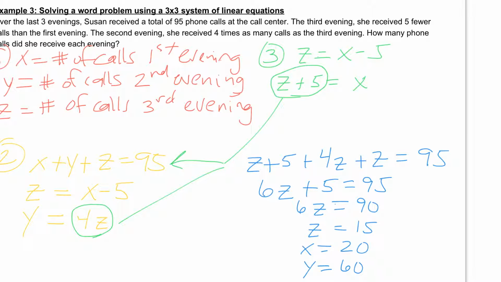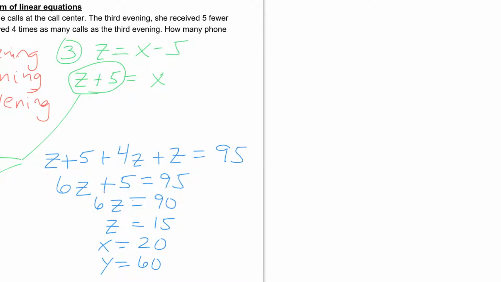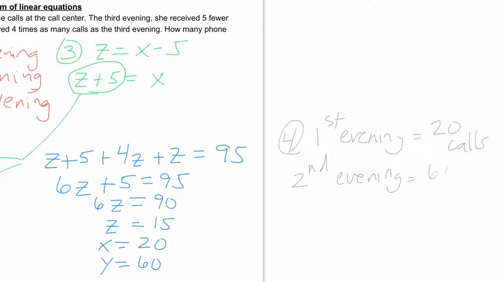Then my last step here is to write my answer with the correct units. So step 4, I'm going to move that over here. I can say that the first evening was equal to 20 calls. The second evening was equal to 60 calls. And my third evening was equal to 15 calls.